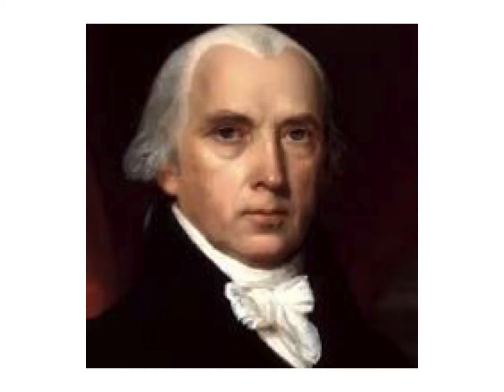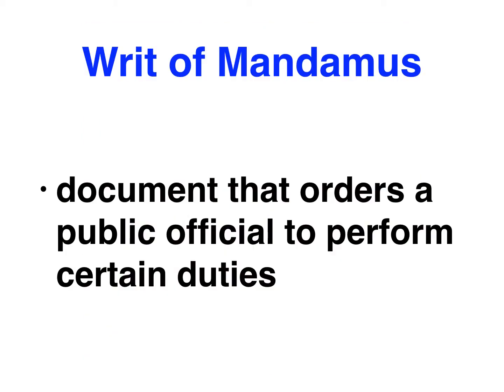When Jefferson became president in March 1801, he discovered the undelivered commissions and instructed his Secretary of State, James Madison, there's James Madison, to refuse the appointments. William Marbury, angry and frustrated, took his case to the Supreme Court in an attempt to gain his post. He asked the court for a writ of mandamus, forcing Madison to make him a judge. And the writ of mandamus is a document that orders a public official to perform certain duties.